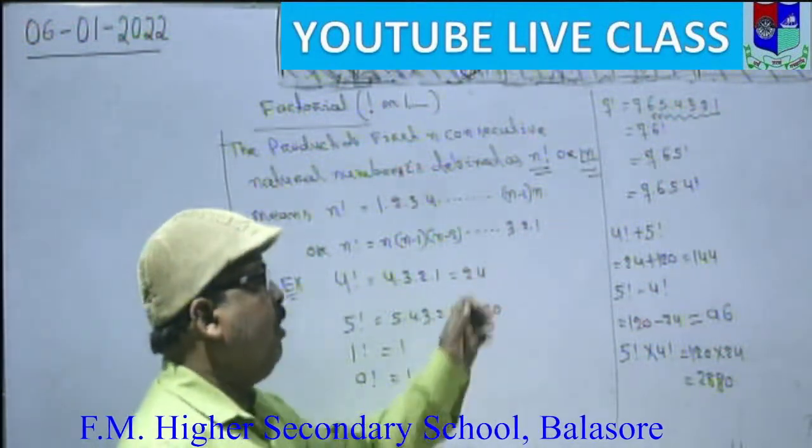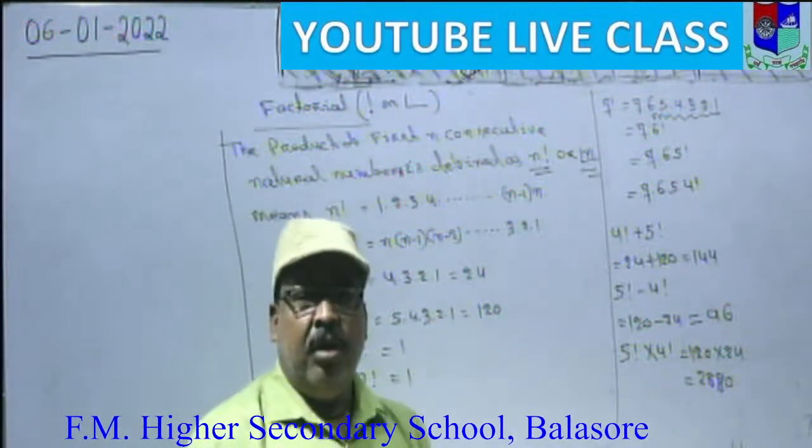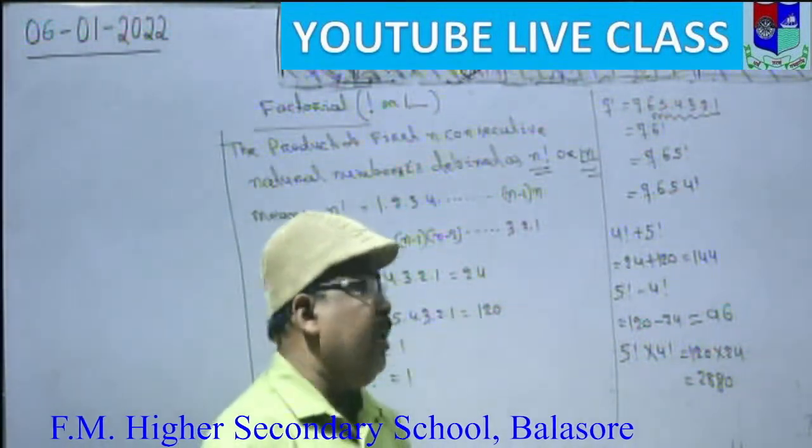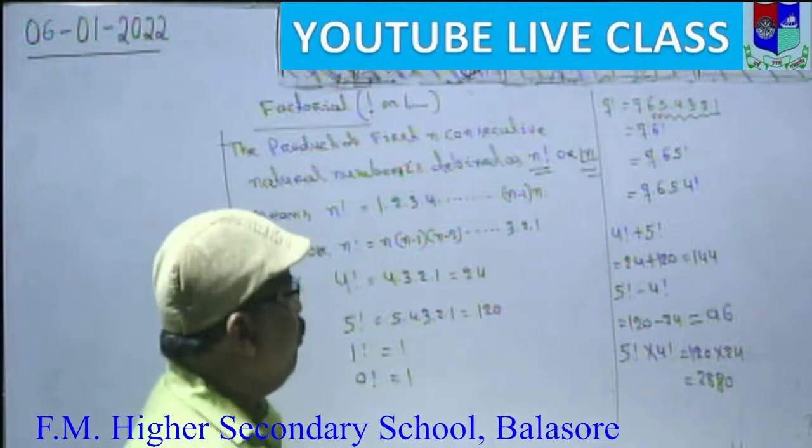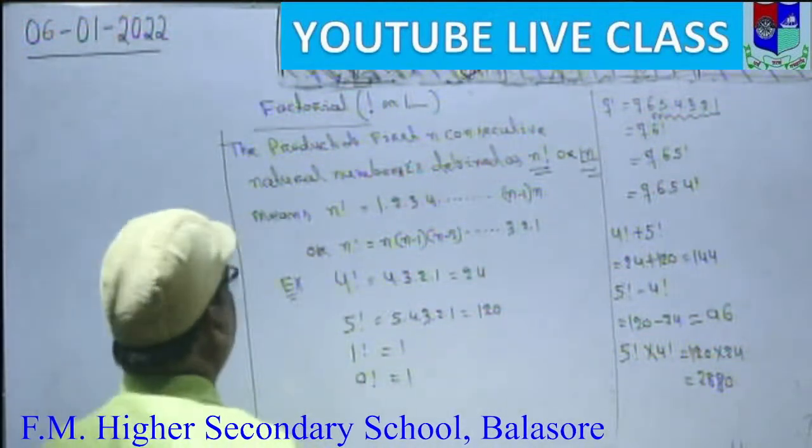Okay, so this is your addition, subtraction, multiplication of these factorials. Now we want to divide them. How can we divide?